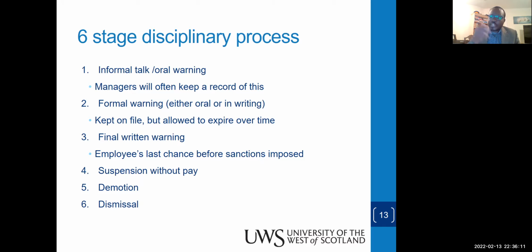When it continues, then you give him a formal warning. It could be oral, but get evidence; if it's oral and in writing, that is enough evidence. Keep it on file. If it doesn't occur again, it will be allowed to expire over time. But if he continues misbehaving, then you give him a final written warning, usually a 3-step process. That's the last chance before the sanction could be applied.